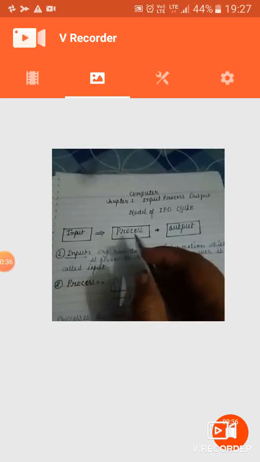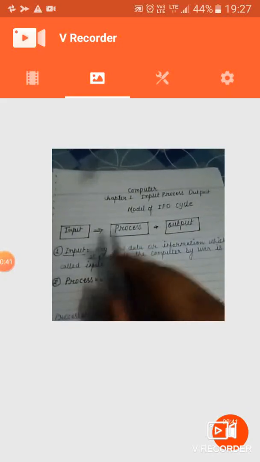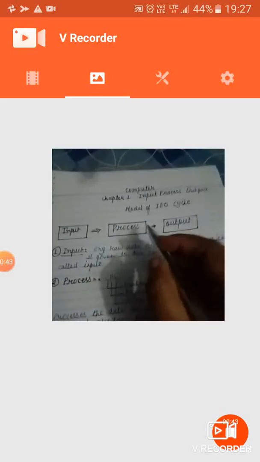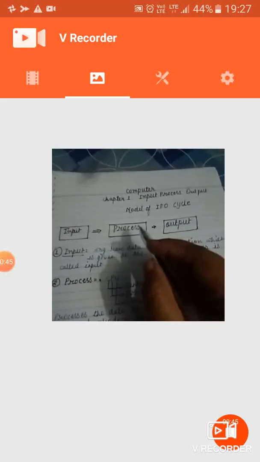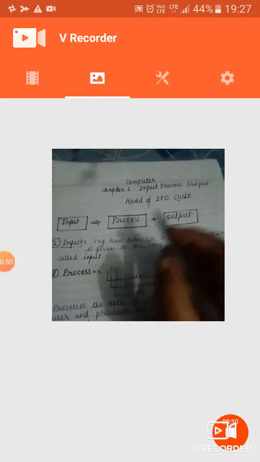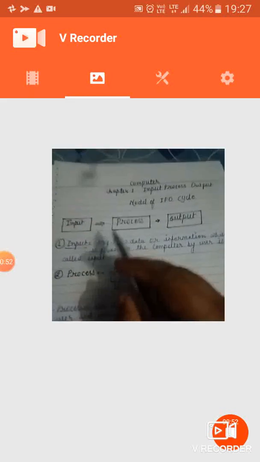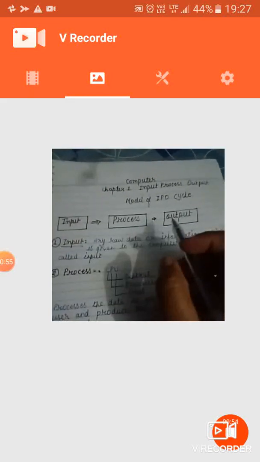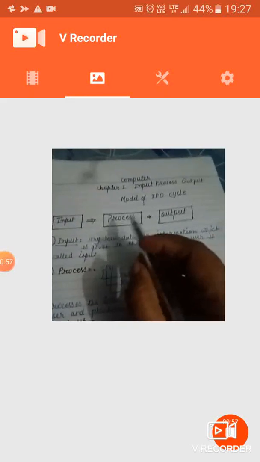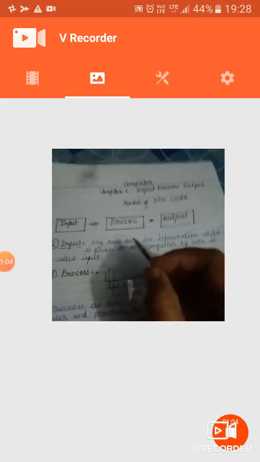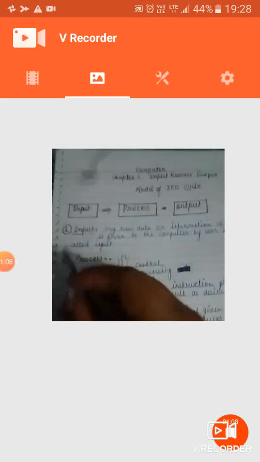I have drawn here the IPO cycle diagram. With the help of this diagram, I will try to make you understand how a computer works. A computer works on the IPO cycle. Actually, the IPO cycle represents the entire functioning of a computer. One by one, I will explain each step here.